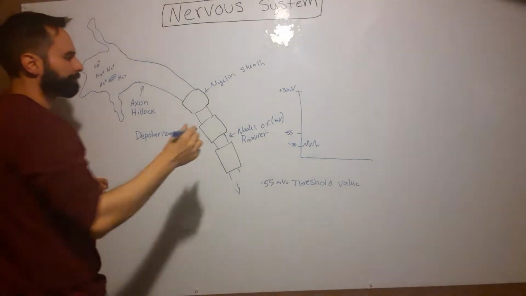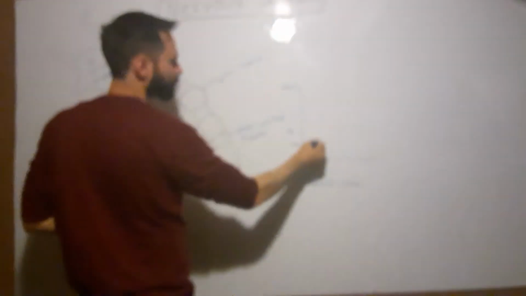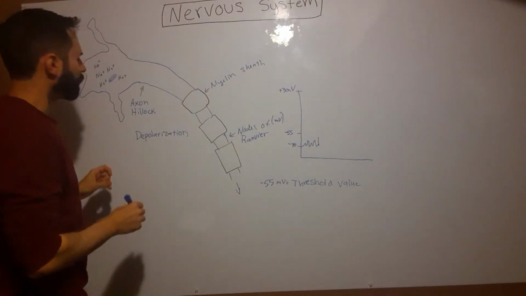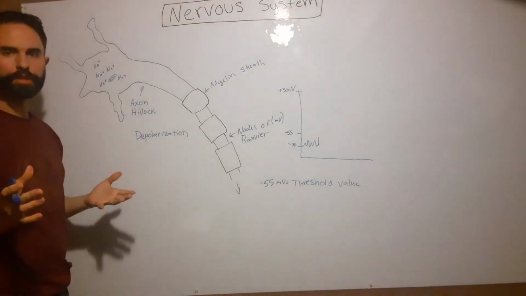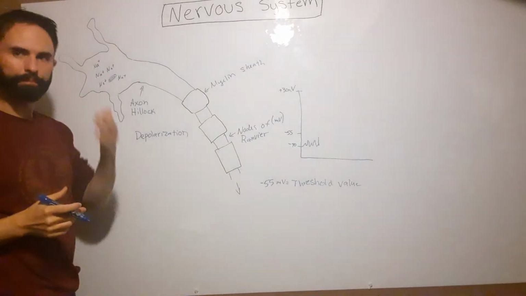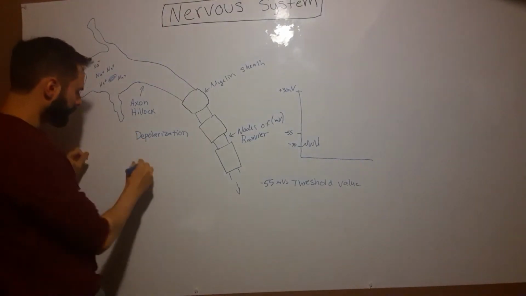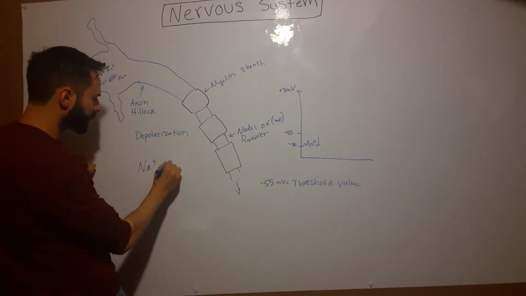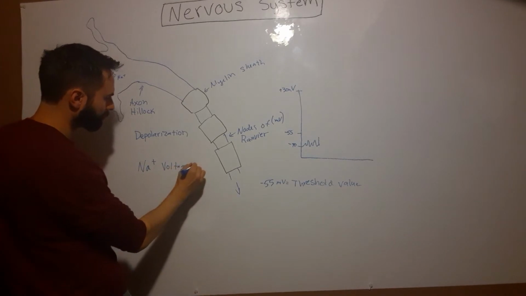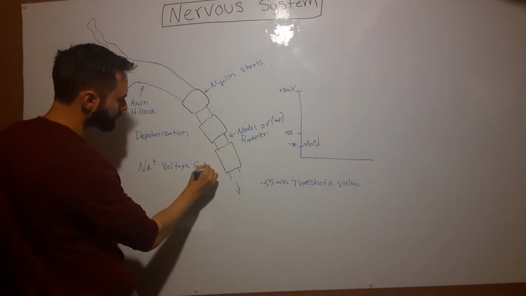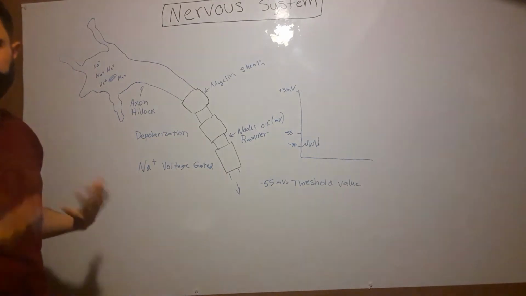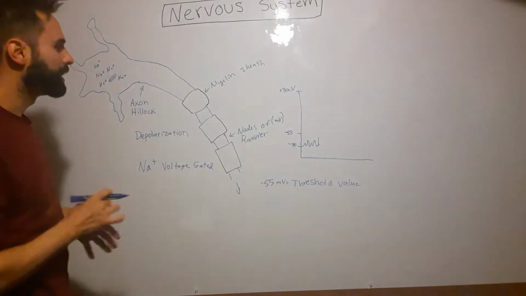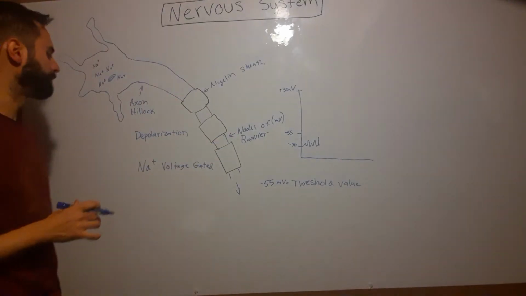So if you get enough charge to where, boom, all of a sudden it hits negative 55, what happens? Remember I was talking about all these channels inside the membrane: you have sodium channels that are voltage gated. What do I mean by voltage gated? Different channels are open for varying reasons. With a voltage gated channel, the charge has to reach something in order for it to open, and in this case, that's negative 55 millivolts.